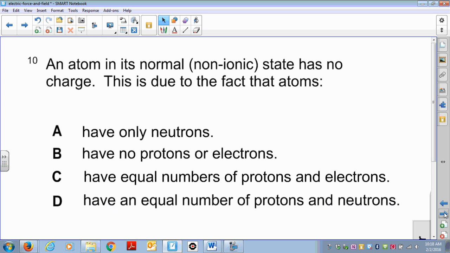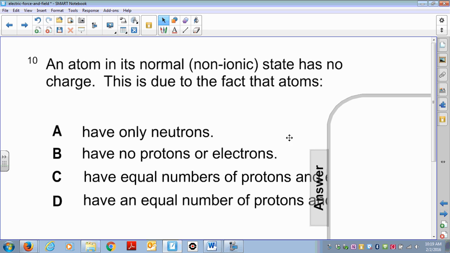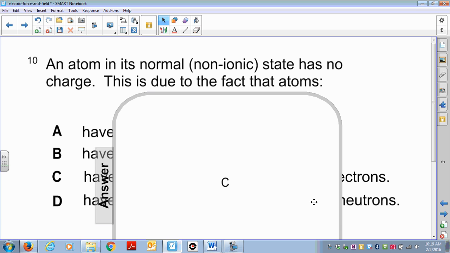An atom in a normal non-ionic state has no charge. This is due to the fact that the atoms: A, have only neutrons; B, have no protons or electrons; C, have equal numbers of protons and electrons; D, have an equal number of protons and neutrons. Go ahead and select your answer now. Okay, so hopefully you chose C as the correct answer.